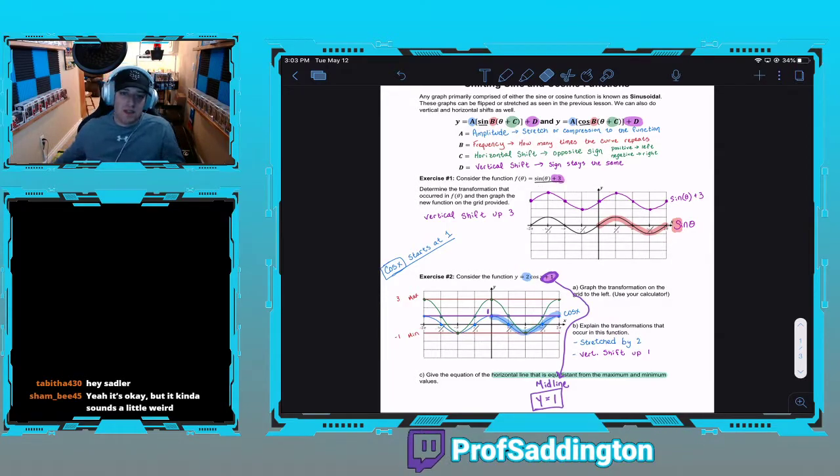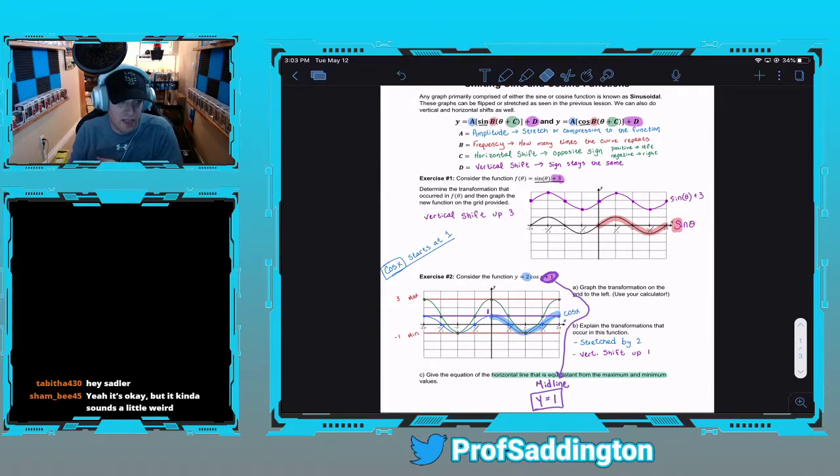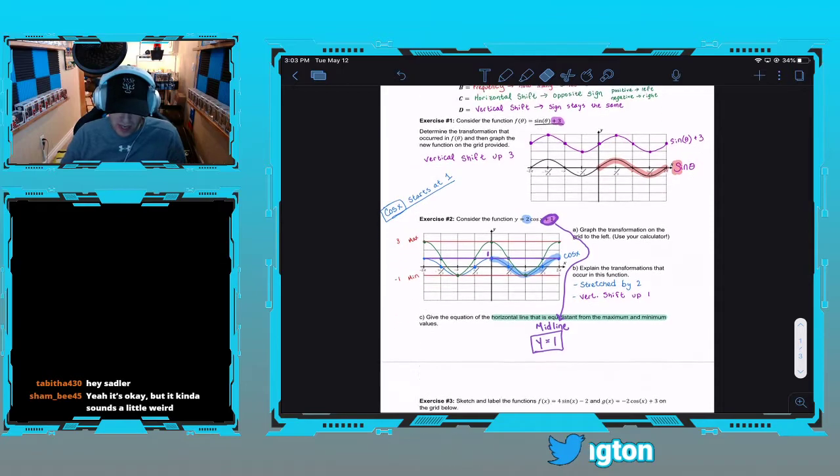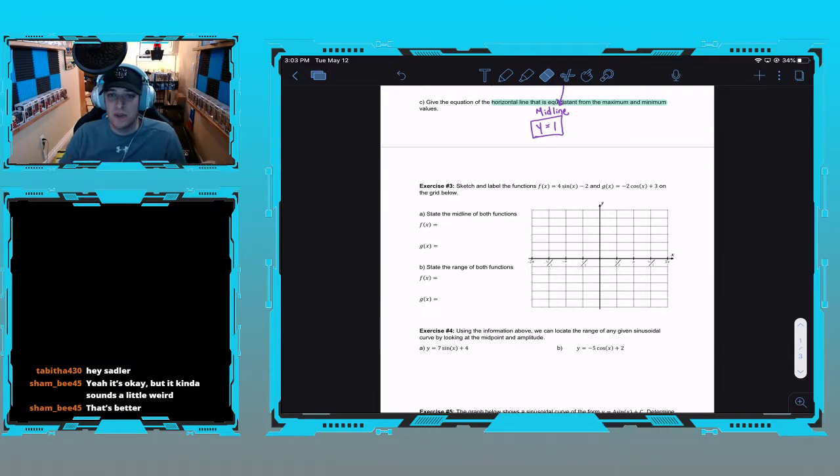But big key word from yesterday was midline. So I'm going to extend on that on the next page. I'm going to try my best today to avoid using the calculator so you guys can see how you can find all of these solutions without actually having to type in every single piece into that calculator. Sometimes you might have to, and that's okay. But my goal is to try to show you ways to avoid that.